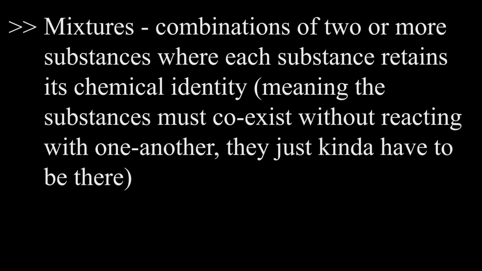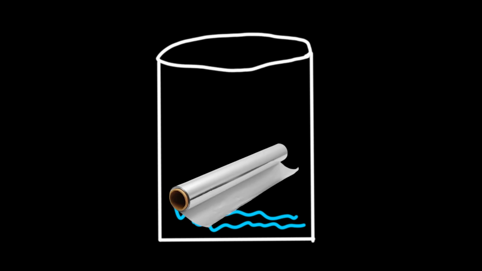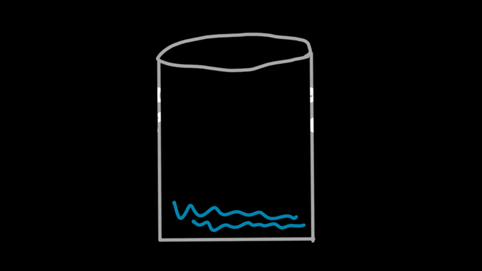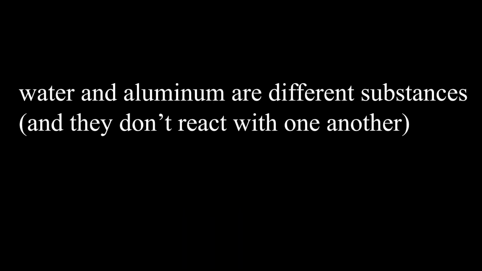Now let's discuss mixtures. Mixtures themselves are not substances, but rather they're made up of different types of substances. A mixture is a combination of 2 or more substances where each substance keeps its chemical identity. For example, if we mix water and aluminum in a beaker, we have a mixture that consists of water and aluminum because water and aluminum are 2 different substances with their own properties.